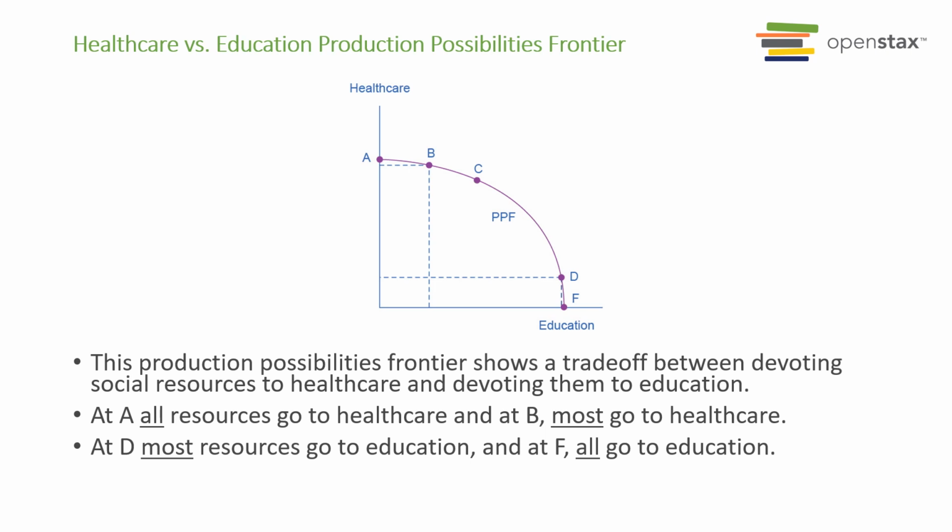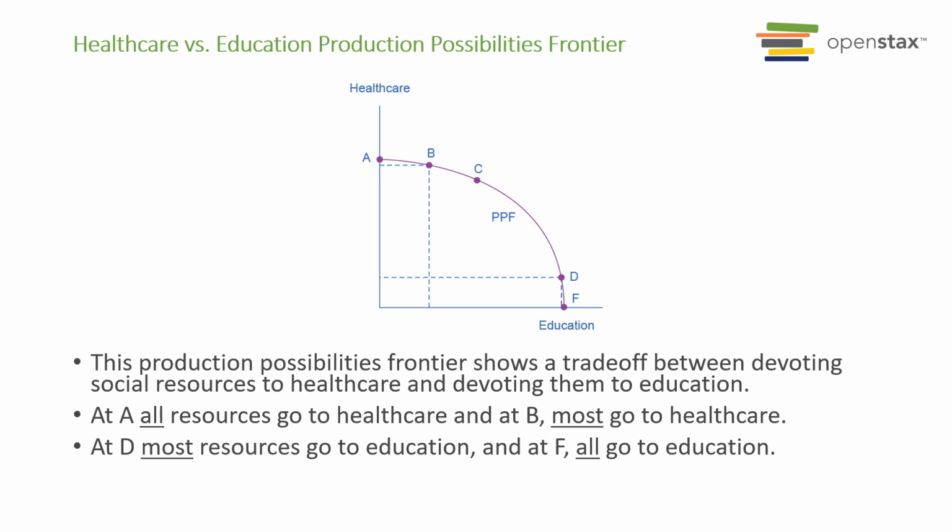Okay, so we have this PPF, the production possibility frontier for an economy. The economy has a choice between either providing more healthcare or providing more education, right? So different points on the PPF show you the efficient production for the country. Now, there is some important information on this diagram that you need to know, some important characteristics.